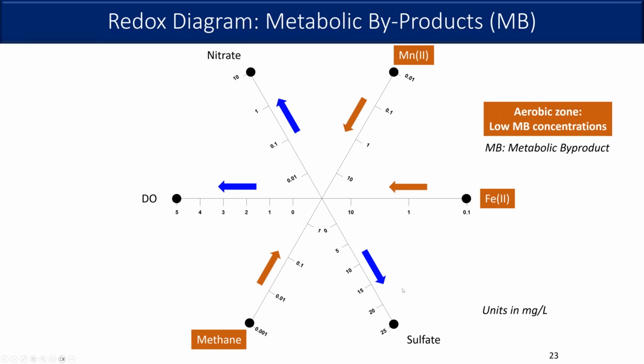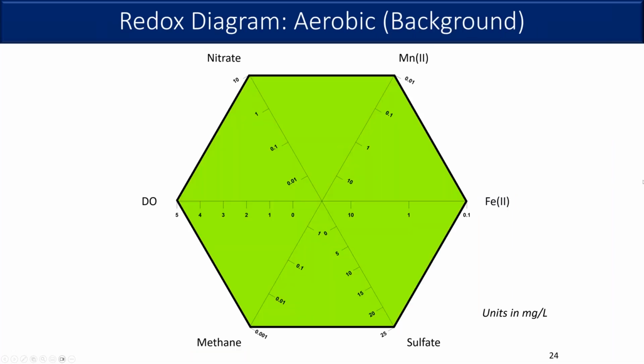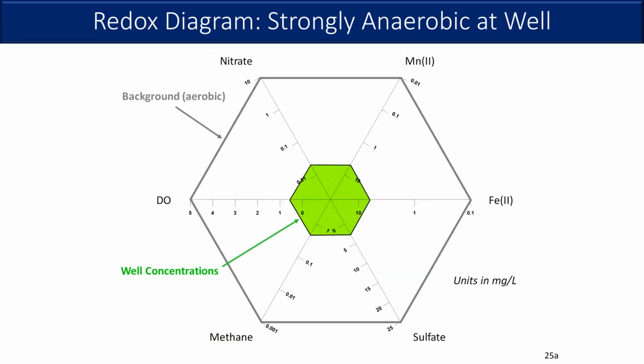Metabolic byproducts are the opposite. In aerobic aquifers, they're at low concentrations. So if you plot symbols for an aerobic aquifer, they all plot on the outside of that radial diagram. And metabolic byproducts will increase towards the origin because they increase during biodegradation. So if I join the dots, this is what an aerobic aquifer looks like. Big shape, green instead of orange, but still a big shape.